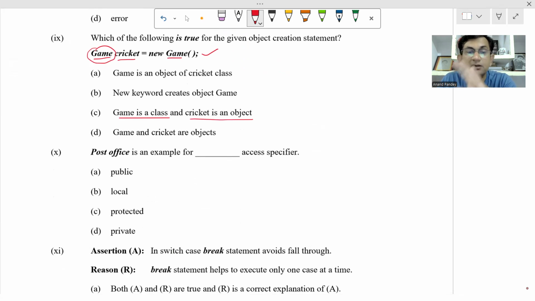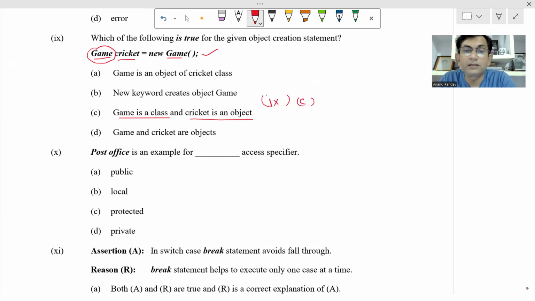Direct answer is this. Game is an object of cricket class, this is wrong. New keyword creates object game, this is also not correct. Option C is correct. Game is a class and cricket is an object. Simple.